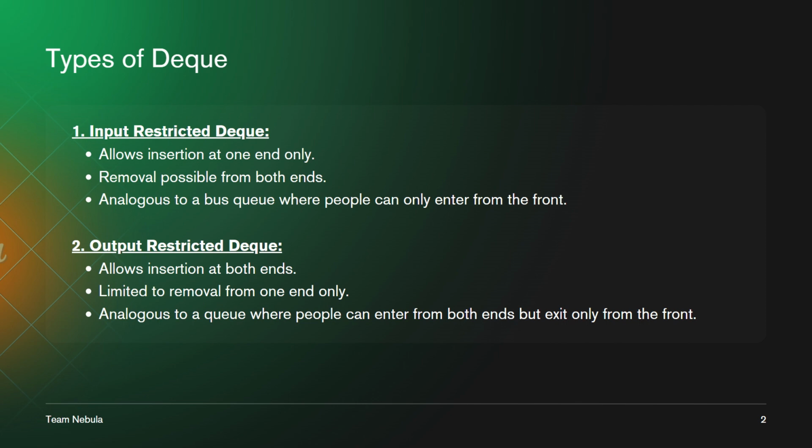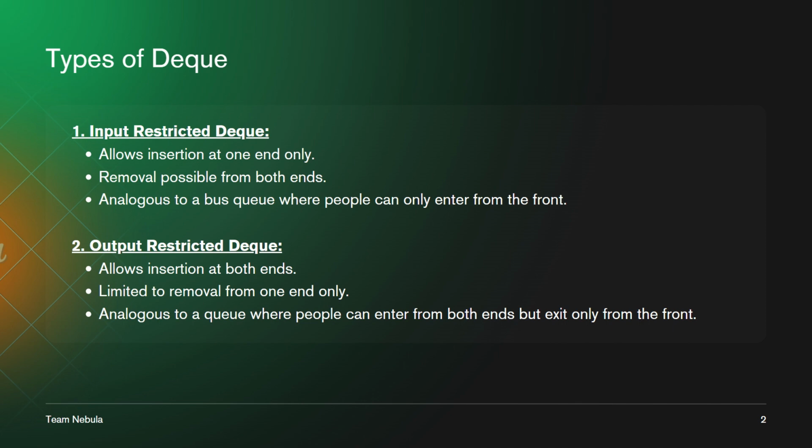Next, we have the output restricted dequeue. This type of dequeue is the opposite. Here, we are limited to removing elements from only one end, but we can insert elements at both ends of the dequeue. It's like having a line of people again, but this time they can enter from both the front and the back, but they can only leave from the front.